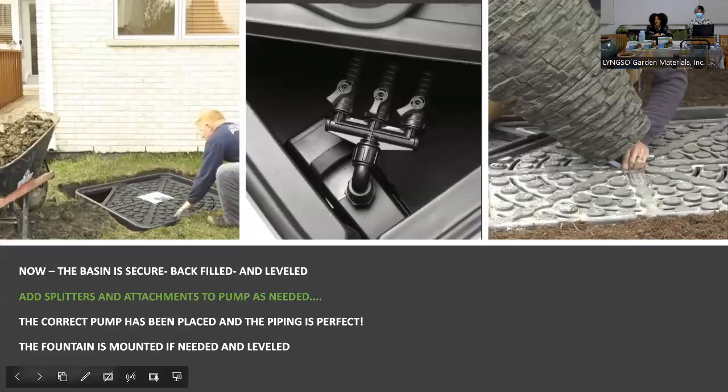So now in the installation process, the basin is secure. You've backfilled and leveled everything. The correct attachments are attached to the pump. The pump is inside the basin, and the piping is perfect. The fountain is mounted and leveled if needed. So what's next?